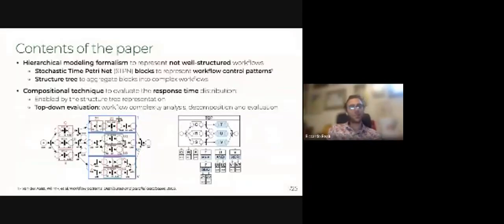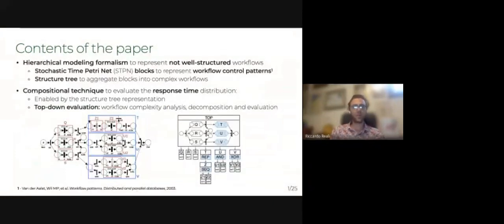The paper proposes a formalism to model complex and not well-nested workflows, exploiting stochastic time Petri net blocks to represent workflow control patterns that are arranged together, forming a structure tree. The structure tree representation enables a compositional technique for an efficient top-down evaluation of the workflow. But it is also worth noticing that the representation enables easy extendability. And so the method can be integrated with different evaluation strategies and analysis heuristics.